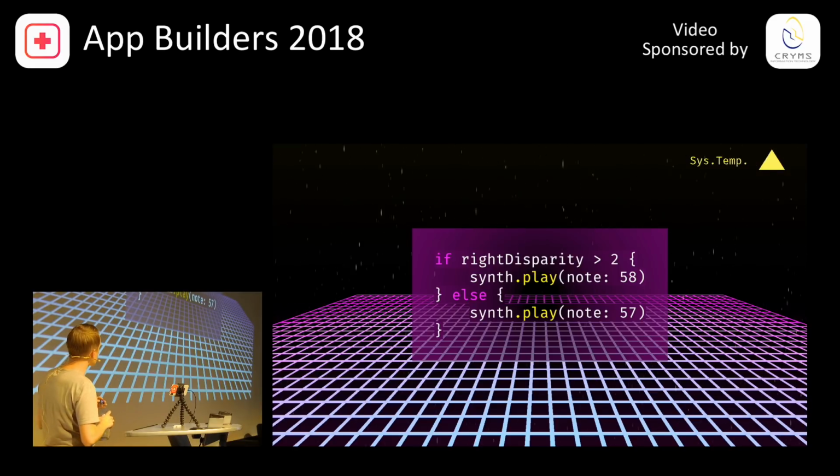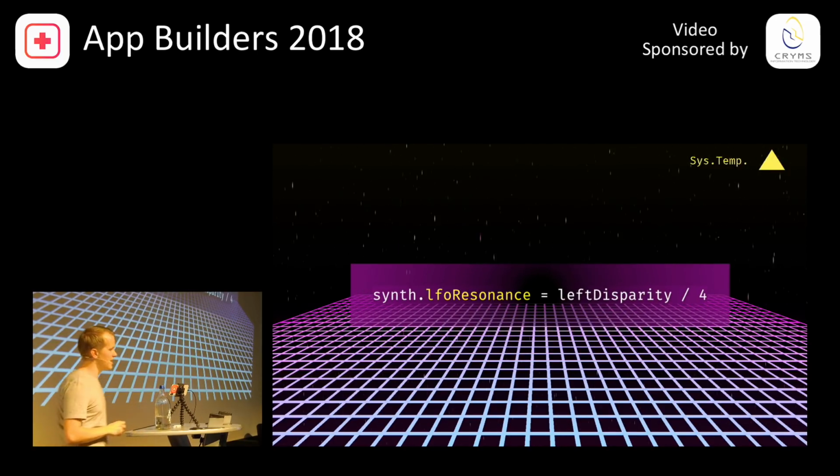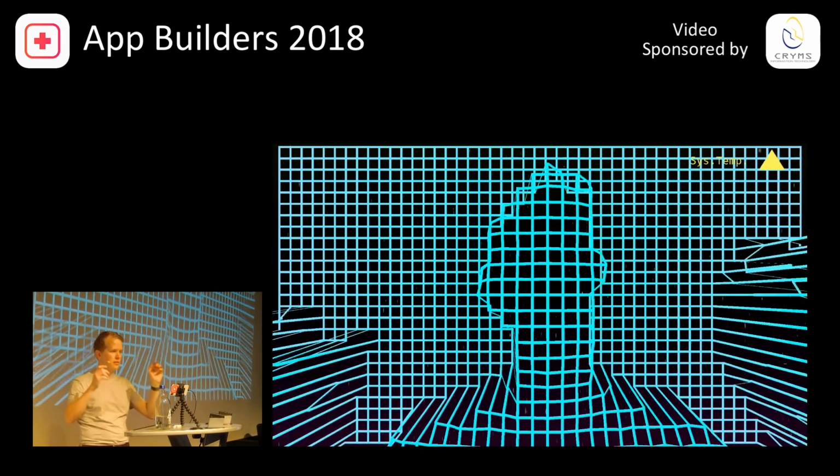Here I'm just changing the note that is played depending on if the right hand is closer than a certain distance. It's bigger than 2, so it means that because it's 1 over depth, well, you do the calculation of what the distance is. And then we have the left disparity that we're using to change filter characteristic depending on the distance of our left hand. So that's what we get here.